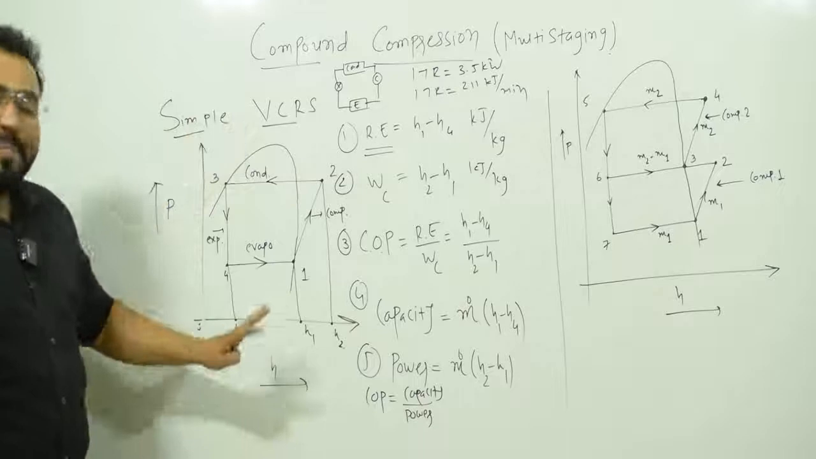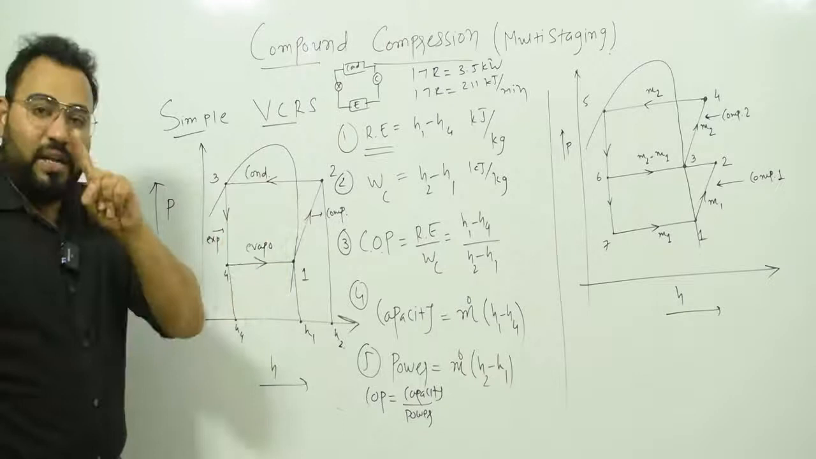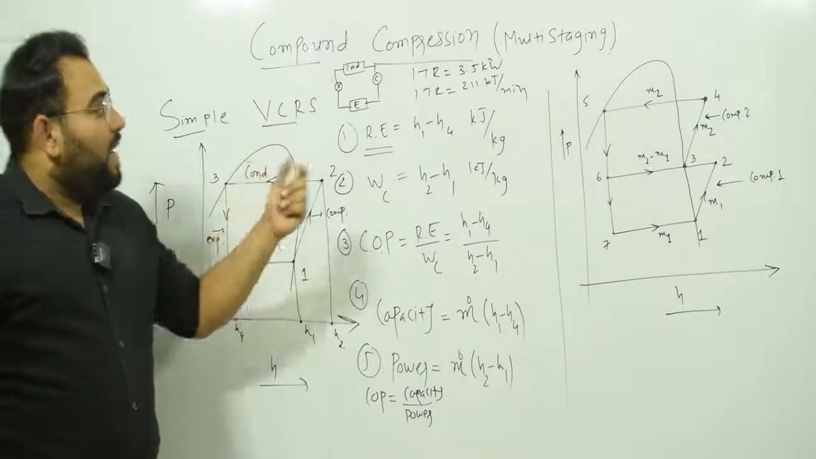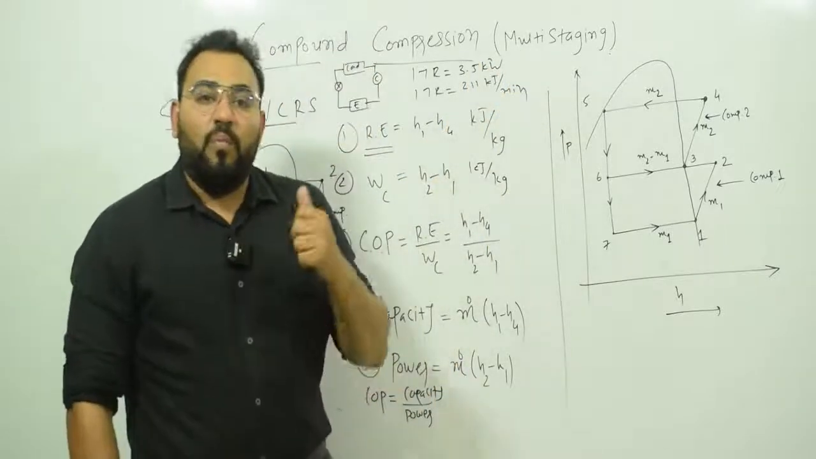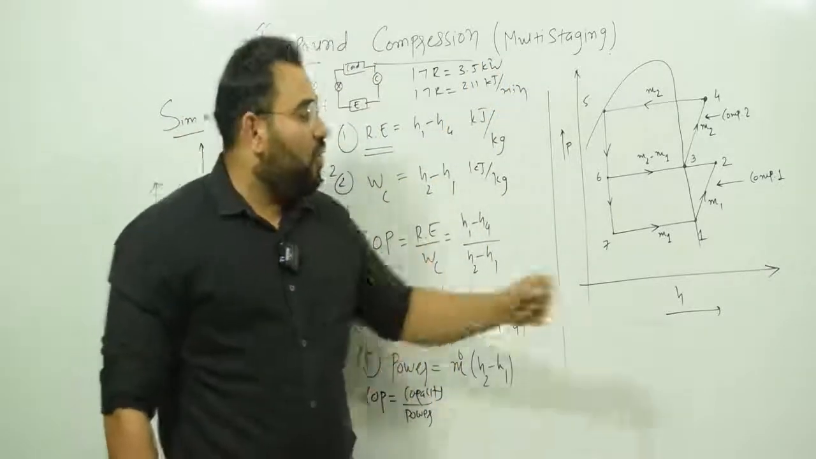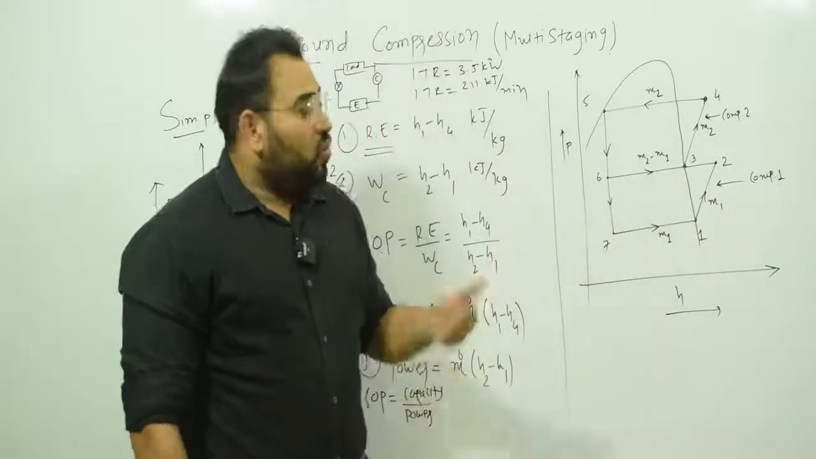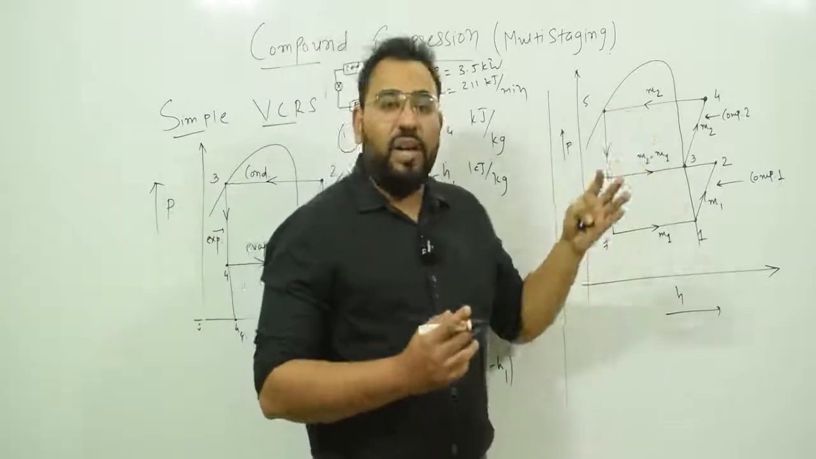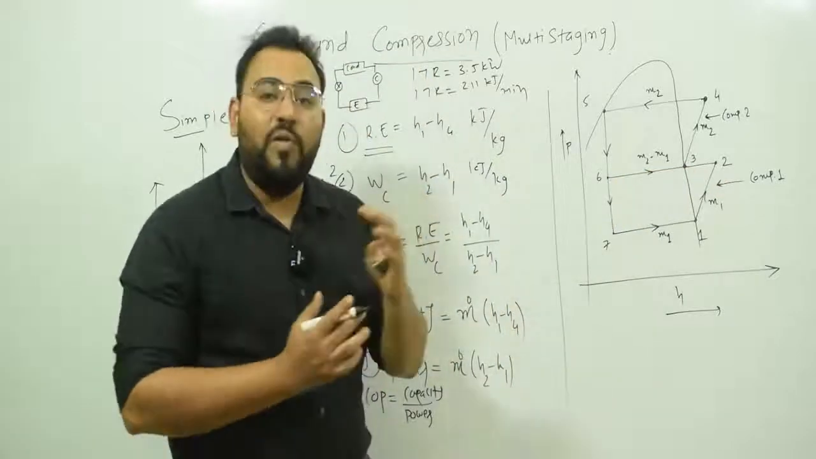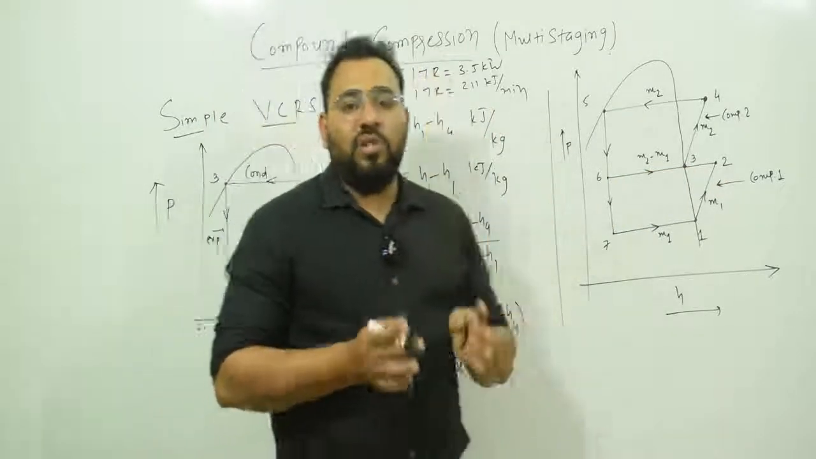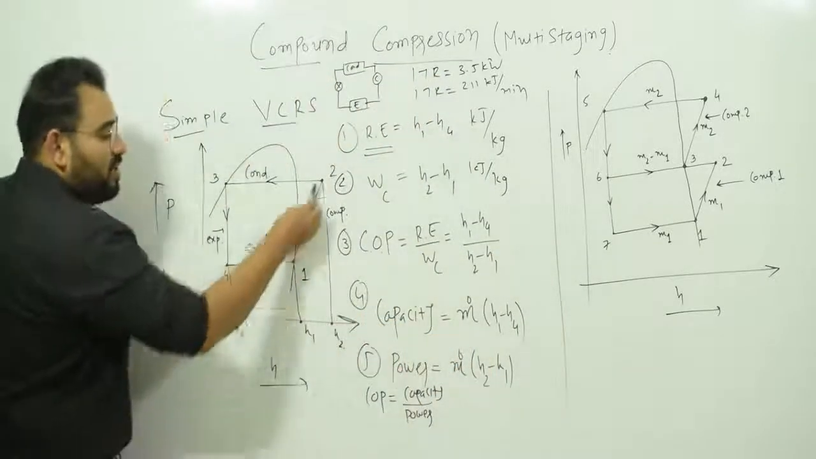Now this is the basic. Okay, and here the number of compressions we use in a simple VCRS cycle is 1. So only one compressor is used. But in compound compression, or you can say multi-staging, we will use more than one compressor. So it can be 2, it can be 3. So why are we going to do that? That is why it is known as compound compression, or multi-staging, because compression is done in more than one stage. Here you can say that compression is done in only one stage, 1 to 2.